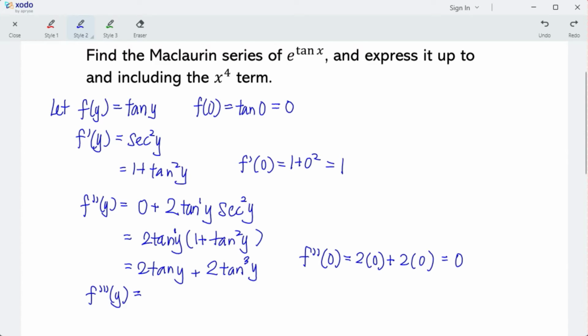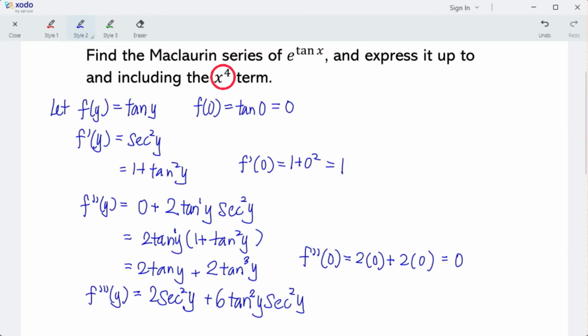Differentiate 2 tangent y, equal to 2 secant square y. And we add 2 tangent cube y, again applying the chain rule. So the power comes down, 2 multiplied by 3 is equal to 6. The power loses 1, 3 minus 1 equal to 2. Differentiate tangent, we obtain secant square y.